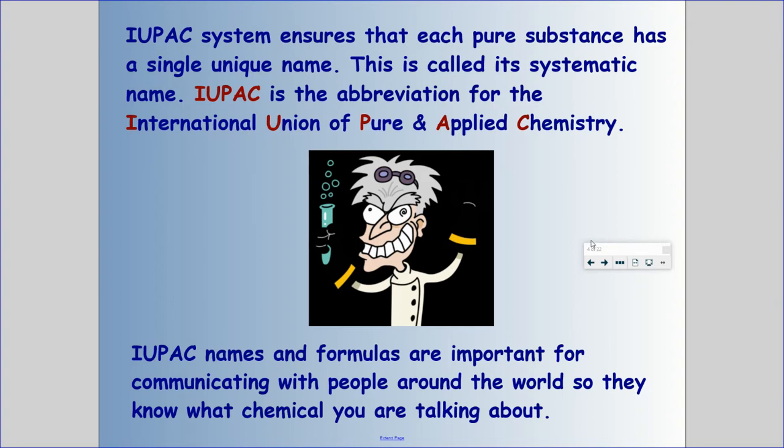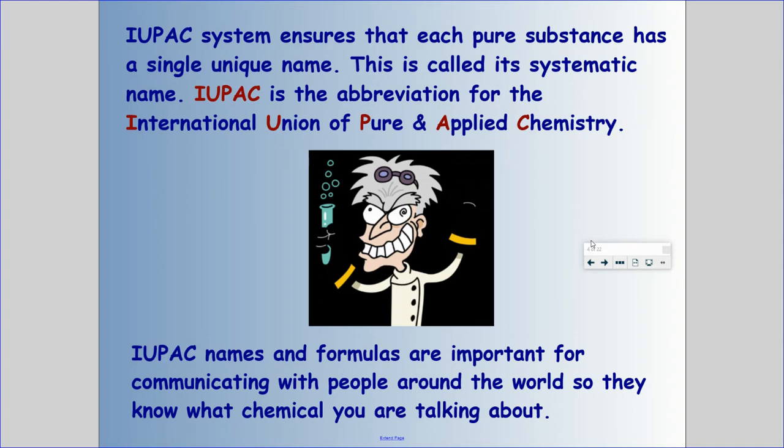So the IUPAC system is a system that ensures that all pure substances have a single and unique name. And this is important because we use it all around the world. So this is called a systematic name. IUPAC is the abbreviation for the International Union of Pure and Applied Chemistry. The names and the formulas that come out of the IUPAC are very important for communicating with people around the world. So when you talk about a chemical, you know which one you're talking about because they're all named the same way, regardless of the type of language.